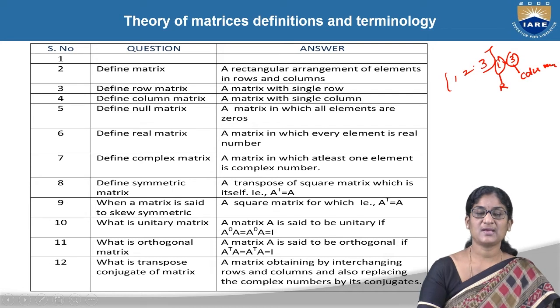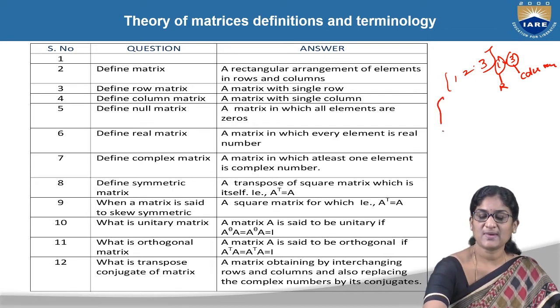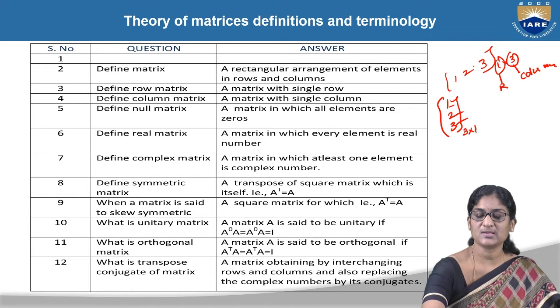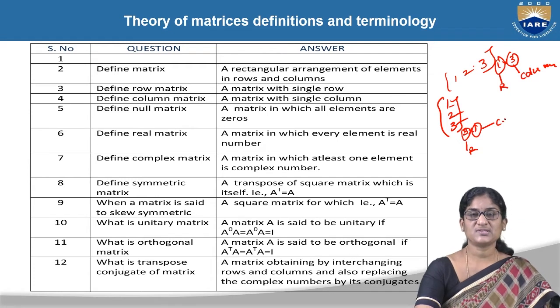Define column matrix. A matrix with a single column is called a column matrix, and its order is given as 3 into 1. Here we can see that 3 rows are there and a single column. So the number of columns is 1 and the number of rows is 3.